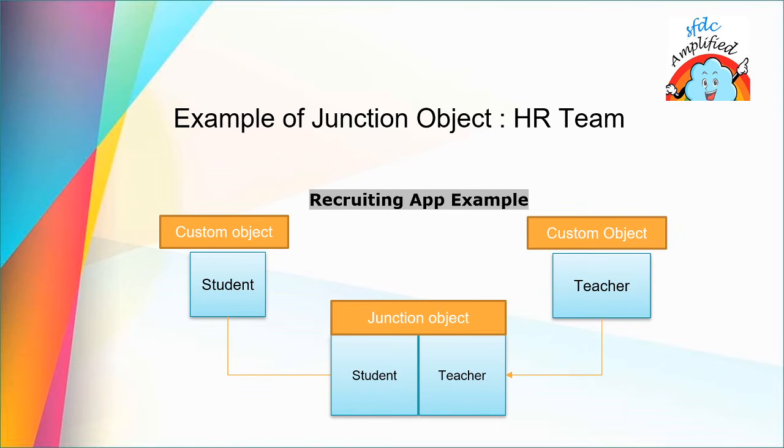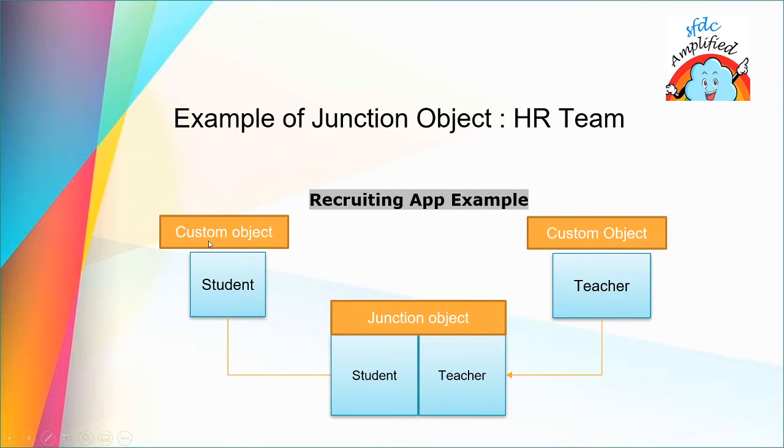So in order to show the many to many relationship, in order to save the mapping, we need a third object, which is called a junction object. In this object we'll be saving the mapping between two different objects, which are student and teacher. So this is called a junction object.